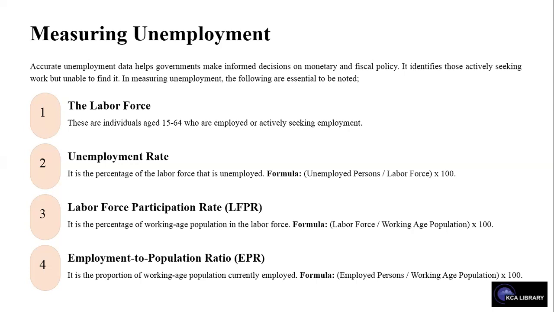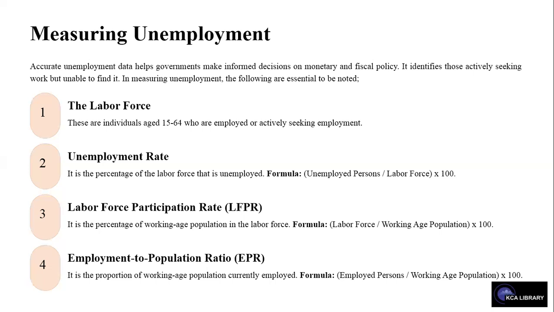The labor force is the first one, and these are individuals aged 15 to 64 who are employed or actively seeking employment. So if we call those the labor force, they are from 15 to 64 years. And the unemployment rate is the percentage of the labor force that is unemployed. The formula to calculate that is unemployed persons divided by the labor force times 100.